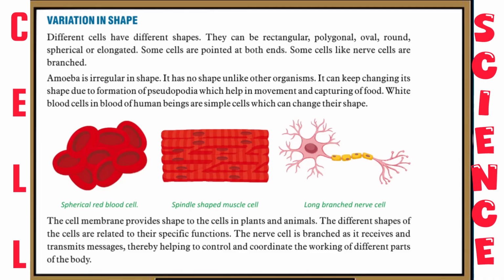The different shapes of the cells are related to their specific functions. The nerve cell is branched as it receives and transmits messages, thereby helping to control and coordinate the working of different parts of the body.